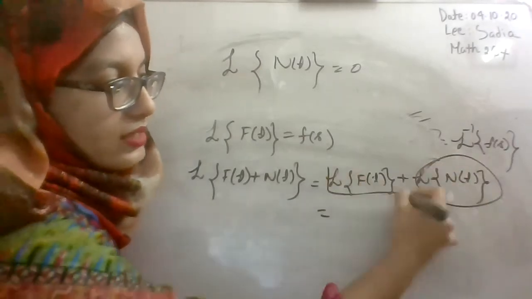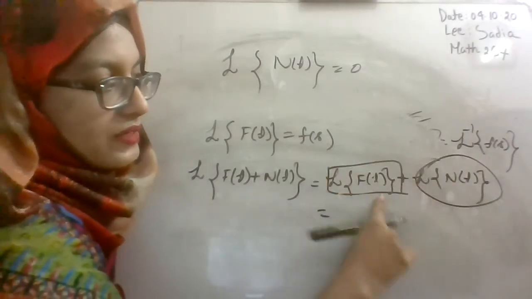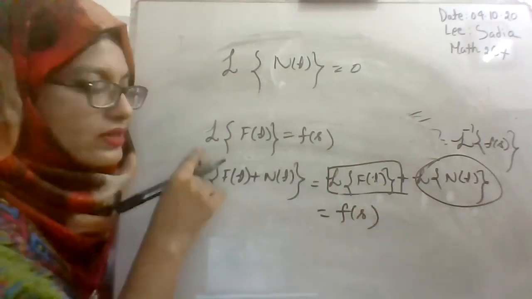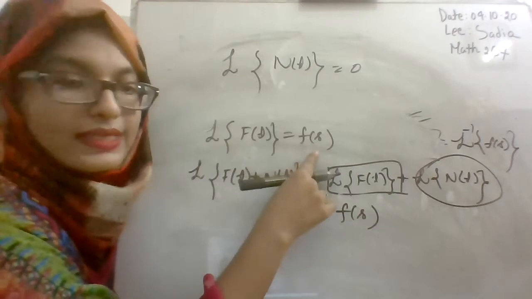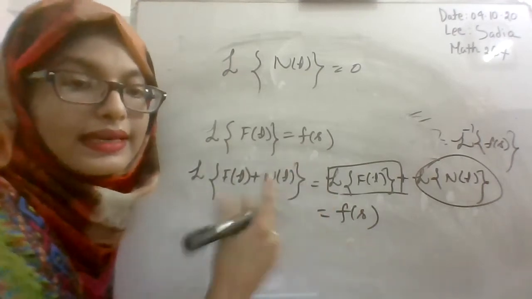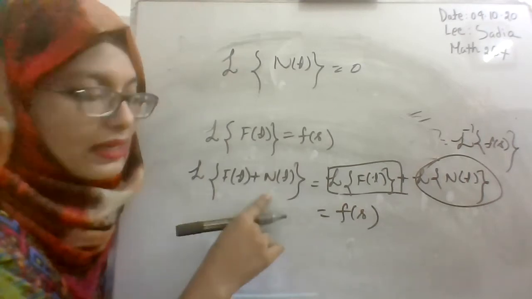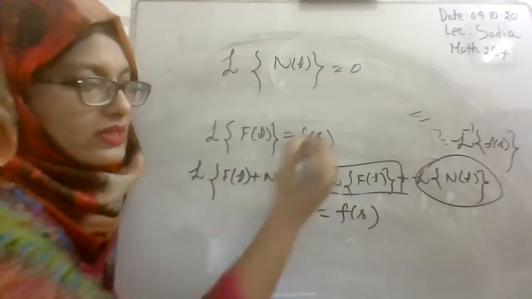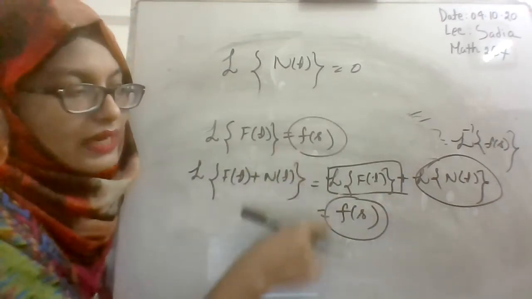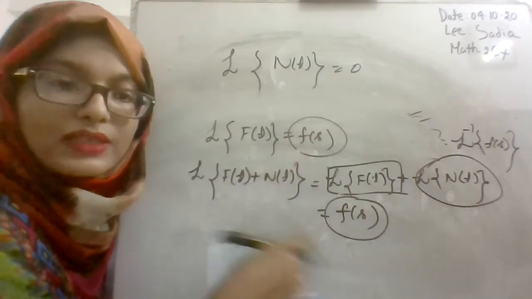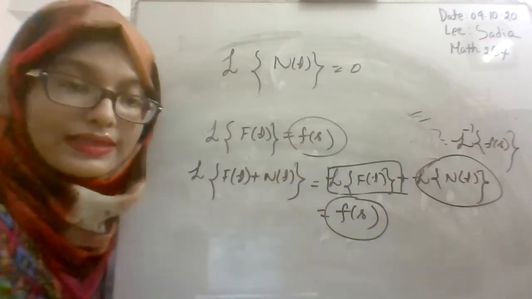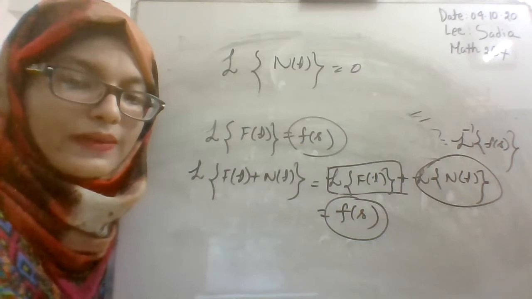And the Laplace transformation of f of t is equal to F of s. So we have found that the Laplace transformation of f of t is F of s, and the Laplace transformation of f of t plus n of t is F of s. That means with the null function, our Laplace transformation is unique, right? Unique means same: F of s, F of s. So we can say that with the existence of the null function, Laplace transformation is unique. Is it clear for Laplace transformation?